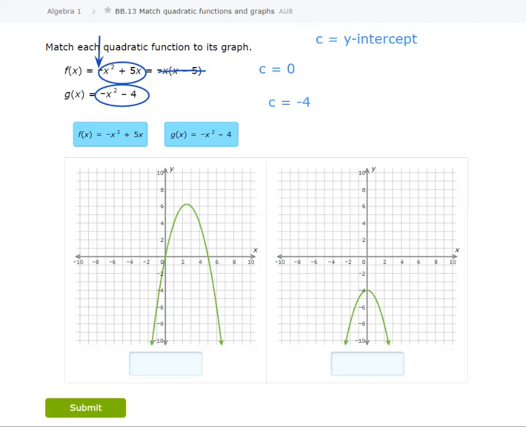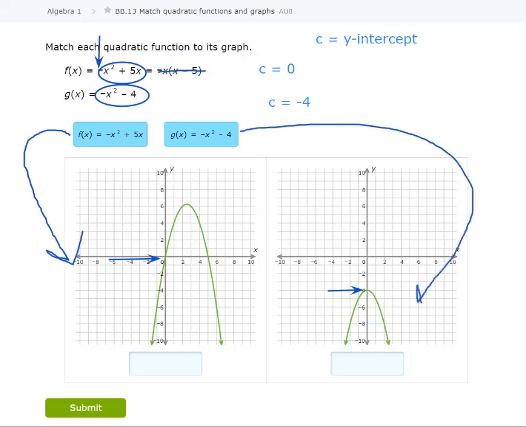So looking back at our graphs, we can identify where we're crossing the y-axis by looking simply at the cross in the y-axis. Let me get rid of that one. Awesome. So that tells us that the first equation, where we have a cross at c equals 0, is actually going to go with this first graph. And our next equation, where we're crossing at -4, is going to go with this second graph.